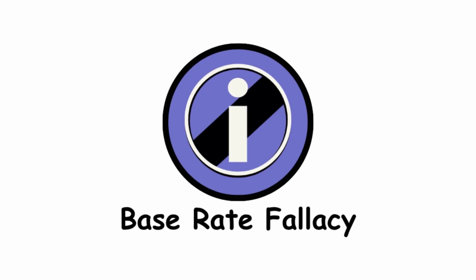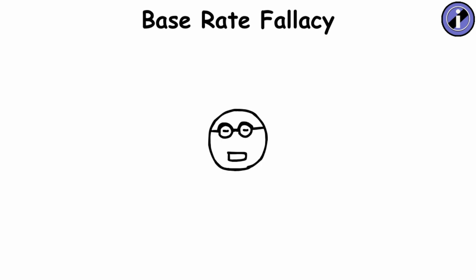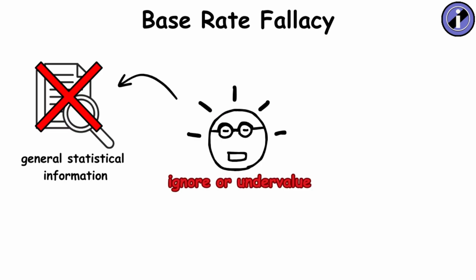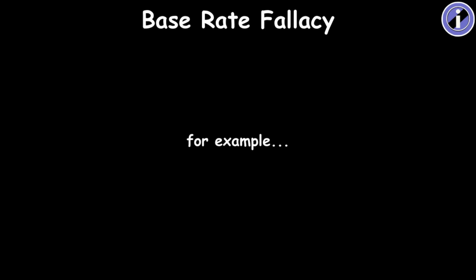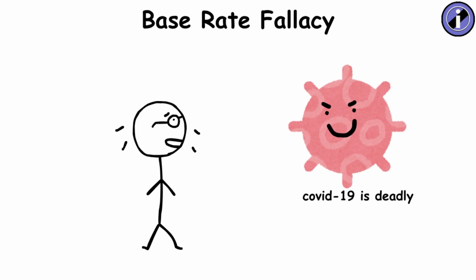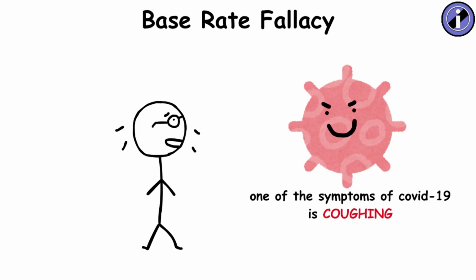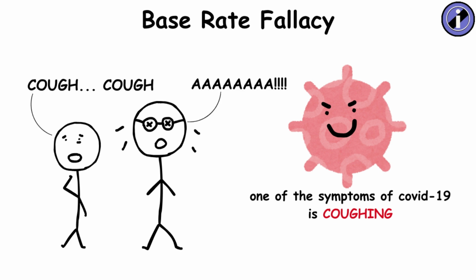Base rate fallacy. The base rate fallacy is a cognitive error where people ignore or undervalue general statistical information, base rates, in favor of specific information. For example, if given statistics about a disease's prevalence, base rate, and a specific case's symptoms, people might overestimate the likelihood of the disease based on the symptoms alone, neglecting the base rate.